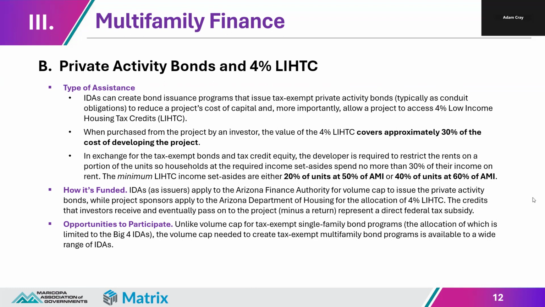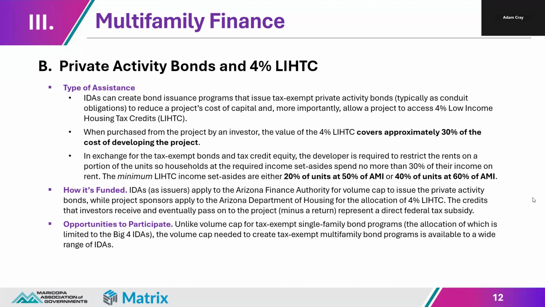The real benefit is that it allows you to generate 4% LIHTC equity, which, despite the fact that it's called 4%, actually covers 30% of the cost of developing the project in general. There are reasons behind the 4% moniker that I won't get into, but 4% means 30% of the project cost in this case. And that is, as I mentioned before, for projects that meet federal requirements for affordability.